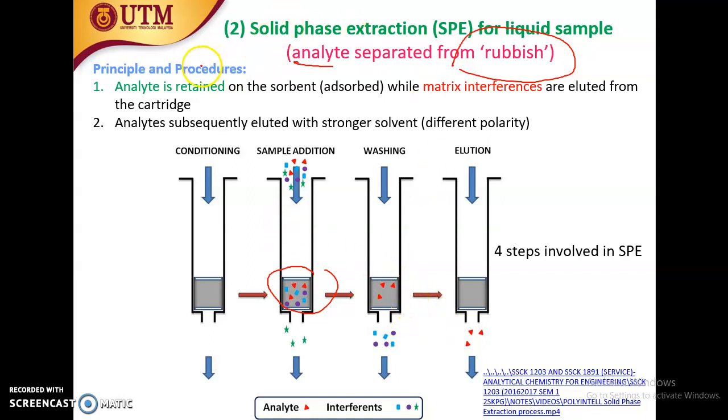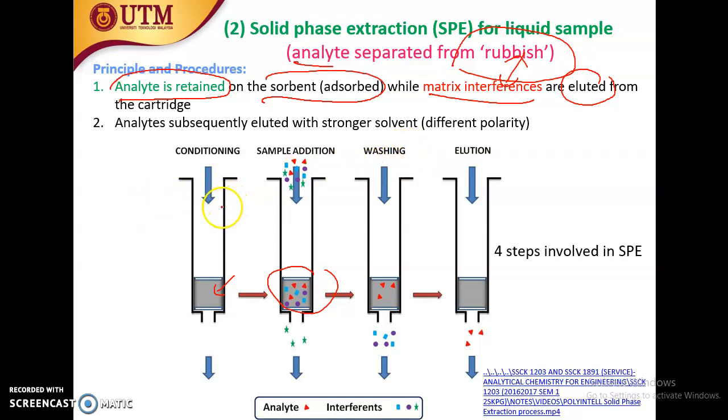Okay, let's go one by one from the start. The principle of SPE is retaining of the analyte on the sorbent bed, this particle, while matrix interference, rubbish, are eluted from the cartridge. Eluted means that we put an elution solvent such as an organic solvent to get the analyte out. The analyte is subsequently eluted with a stronger solvent, because a stronger solvent is usually needed by this analyte.